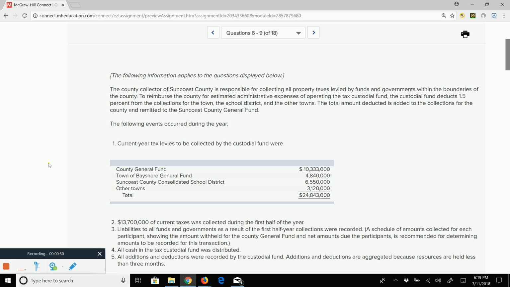Versus a trust fund is more of a long-term relationship. Once again, the government doesn't own the assets, but they have a fiduciary responsibility to manage those assets for the rightful owners. So this first example deals with a custodial fund. And the perfect example of a custodial fund is a county tax collector.